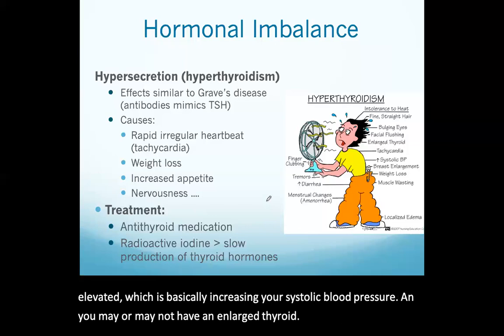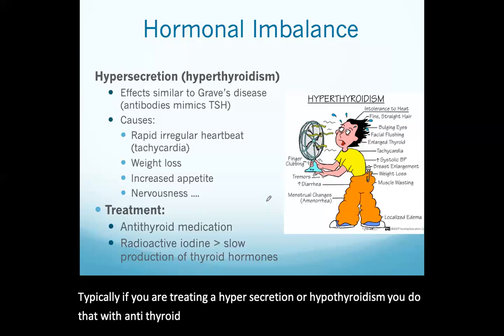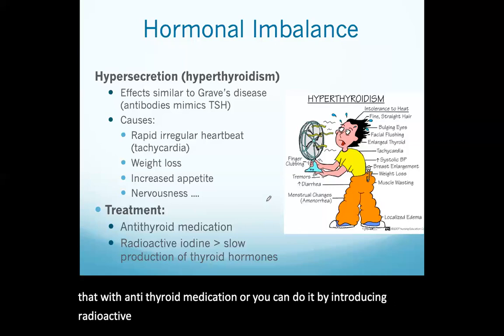Typically, if you are treating hypersecretion or hyperthyroidism, you do that with anti-thyroid medication, or you can do it by introducing radioactive iodine, which is going to lower the production of the thyroid hormone, both T3 and T4.